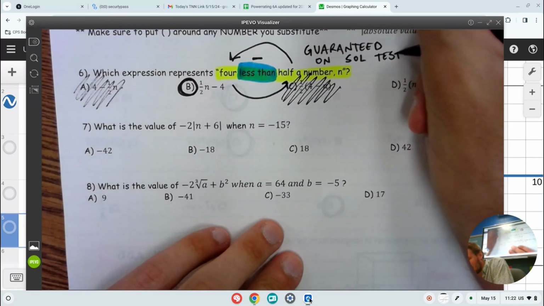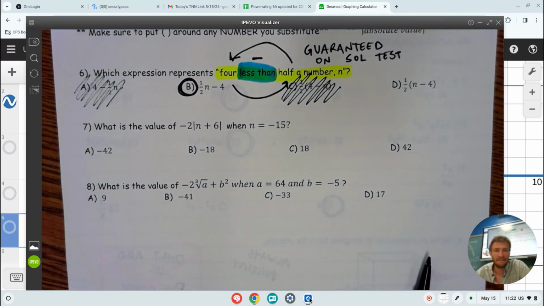They love the less than flipperoo. They love that. So if you're planning on passing this SOL test and you remember, hey, less than means flip it around, there you go. There's one more free question that you get right on the way to passing the test.